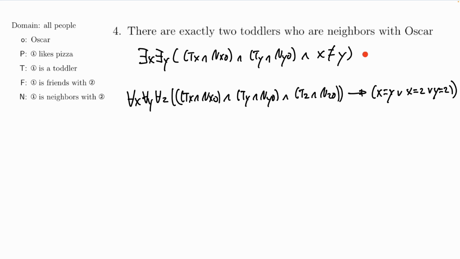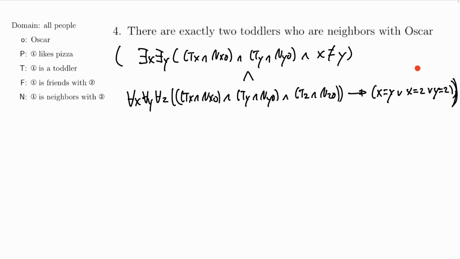So now this says there are at least 2 toddlers that are neighbors with Oscar. This says there are at most 2 toddlers that are neighbors with Oscar. So if I conjoin those 2, so here I'm sticking a conjunction sign in between those 2 and surrounding by parentheses, that would say there are exactly 2 toddlers who are neighbors with Oscar.